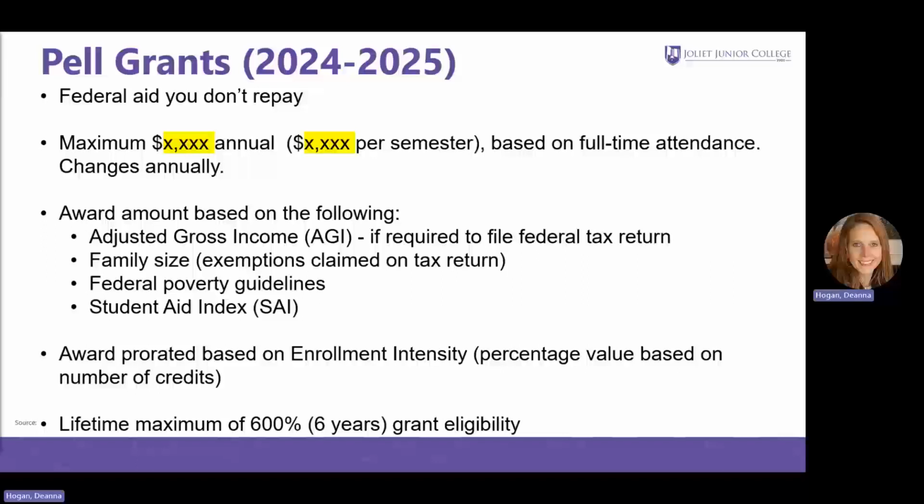The award is also based on estimated full-time attendance, which is 12 credit hours or more. Students who do not attend full-time will receive a prorated Pell Award based on their enrollment intensity, which is a percentage value based on the actual number of credit hours. And still, Pell Grant can run out. There is a lifetime maximum of 600%, which is the equivalent of 6 years of full-time attendance for grant eligibility.